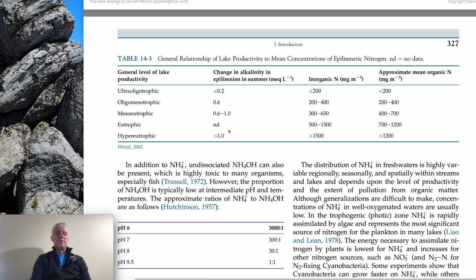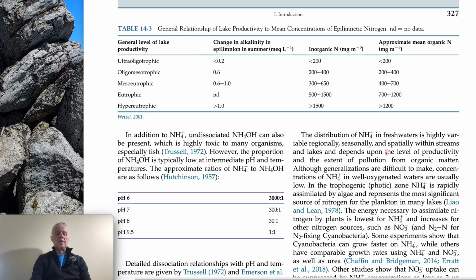Inorganic nitrogen is between 500 and 1500, and the approximate mean organic nitrogen in milligrams per meter cube is between 700 and 1200. Hypereutrophic, so that means very nutrient rich, greater than 1 in the change in alkalinity. Inorganic nitrogen in milligrams per meter cube is greater than 1500, and the approximate mean of organic nitrogen is greater than 1200 milligrams per meter cube.